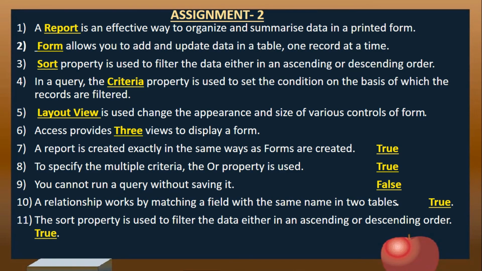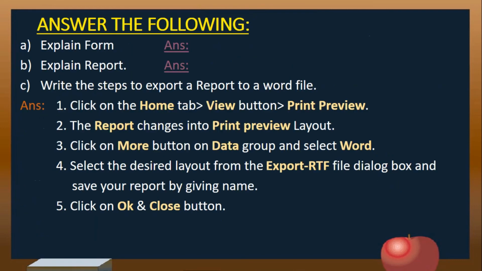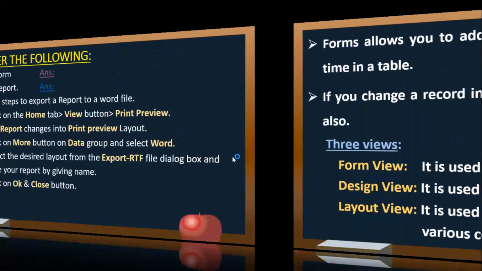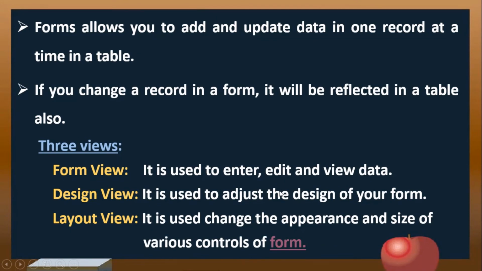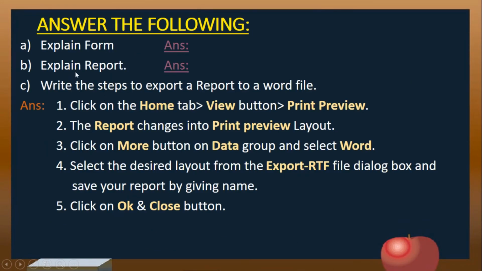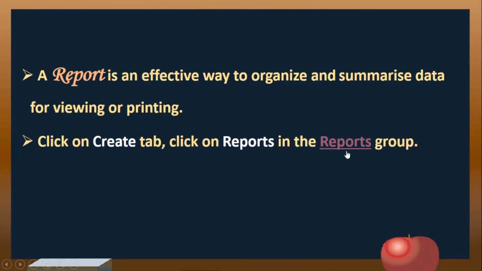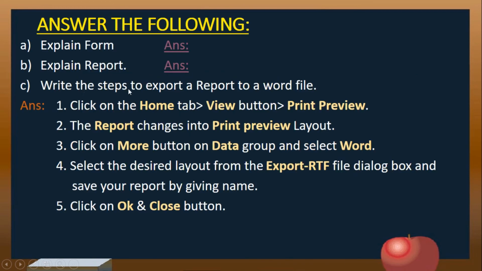So my children, here's assignment number 2 for you. There are 6 fill in the blanks and 5 true or false. So do complete this and the question answers are here. Explain form. The answer for the form is here for you. Next is explain report. So the answer for report is also here. Your third question is write the steps to export a report to a Word file, which we have just done practically. So I have written the steps for you. So jot down these answers. This is your assignment number 2.